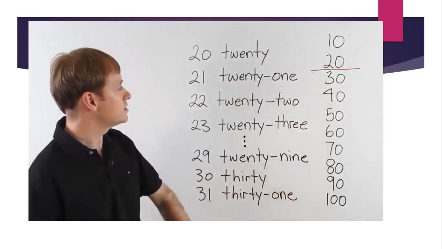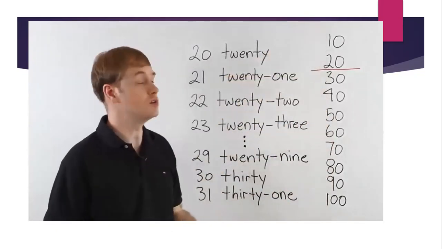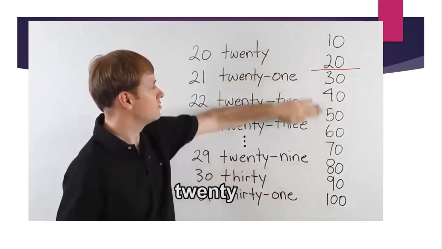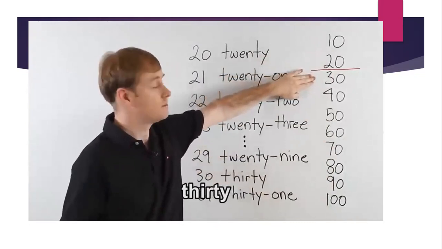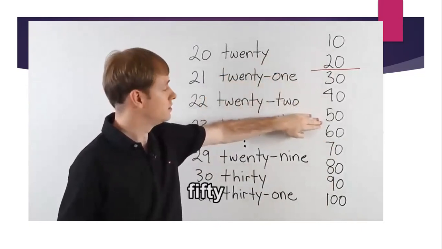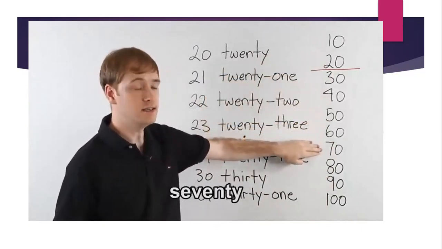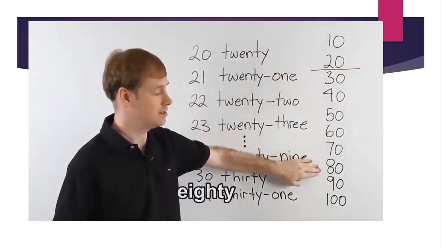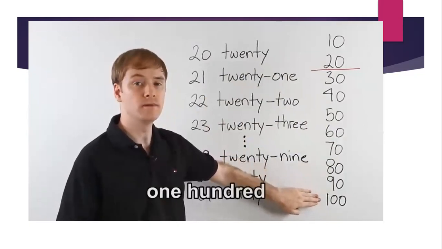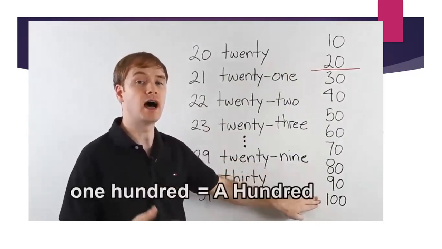Okay? So let's just focus on the tens right now. Now the first two, we already know. We know 10 and 20. Now let's take a look at these. So of course, 30, 40, 50, 60, 70, 80, 90, 100. Okay, this is 100, but it can also be pronounced a hundred.